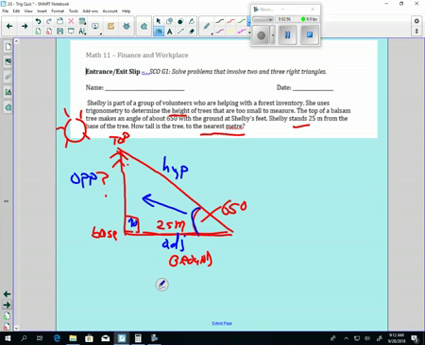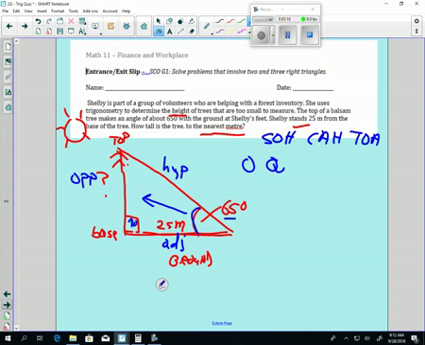So now, what do we know and what do we need to find? Well, we know the angle. We know the adjacent side. What do we have to find? We have to find the opposite. So, I look at my trig ratio. So, SOH CAH TOA.